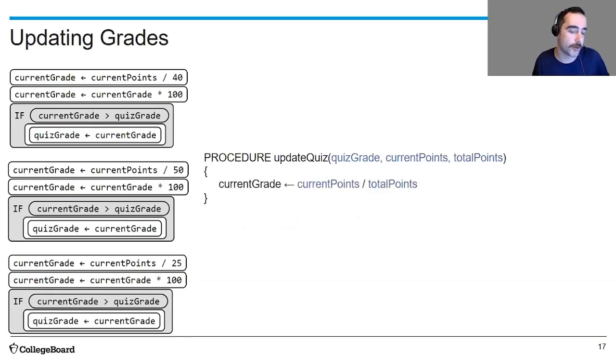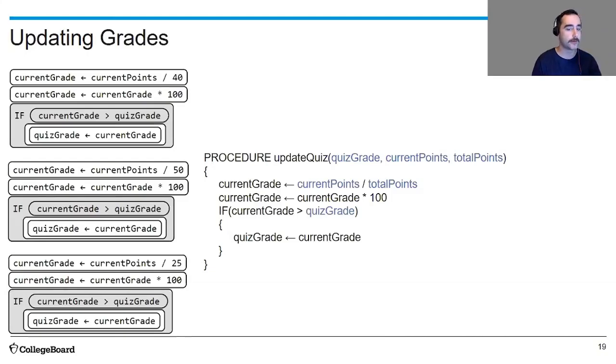So the first thing we would do is we would take in those current points that matches the parameter and the total points. And we would want to divide those to get our current grade, just as I was talking about a second ago. That number would be like a decimal. So we times it by 100. So it actually looks like a grade.